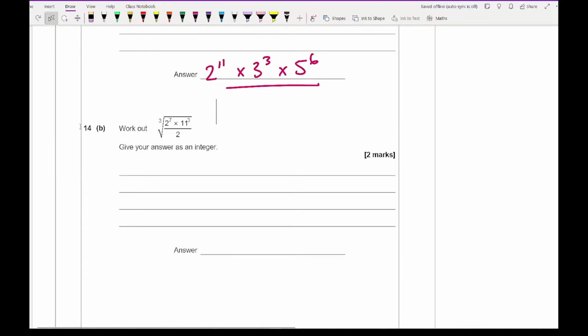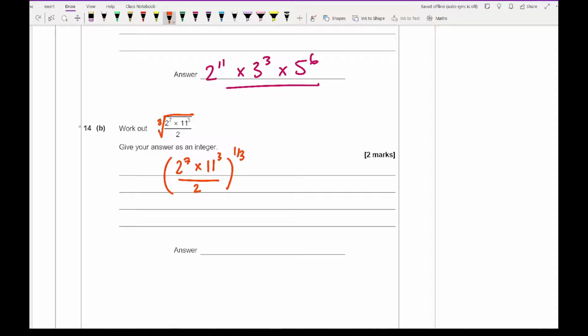Question 14b says work out that calculation. So let's have a look at what this all is. Now, in terms of this, what it should establish is that to work out the cube root of something, all we need to do is raise it to a third. So it's going to be 2 to the power of 7 times, oh, no, I've got that 10 from before, so let's change that to 11, 11 cubed over 2 to the power of a third.